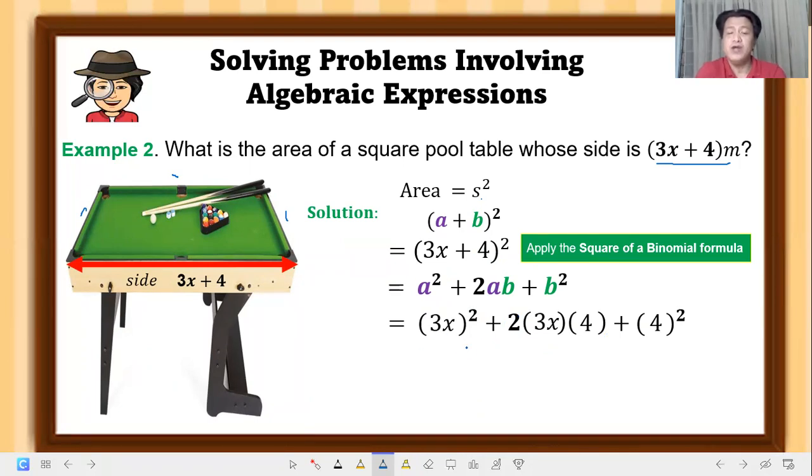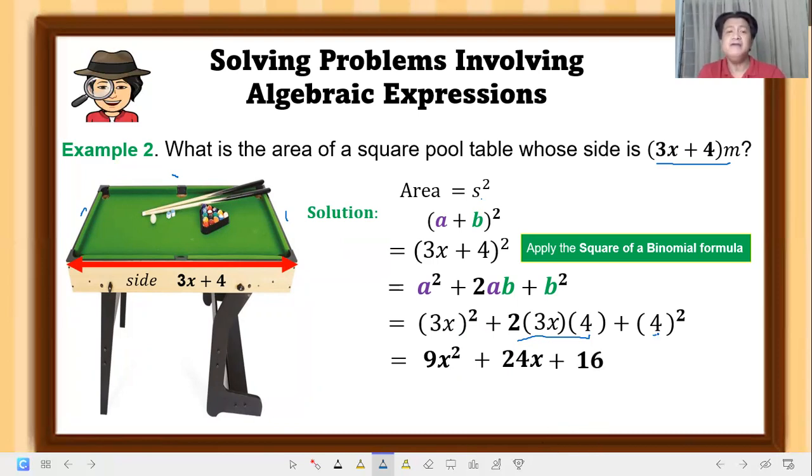What is 3x squared? That is simply 9x squared, and get the product of this 2 times 3x times 4. Kaya nga that is simply 24x. And what is 4 squared? Ibig sabihin ng 4 times 4. Okay, remember this is exponent, no? Kaya nga i-multiply mo yung 4 sa sarili niya. Kaya that is equal to 16.